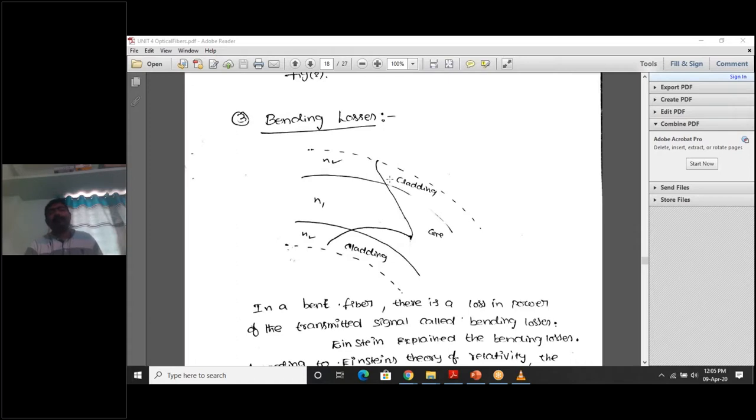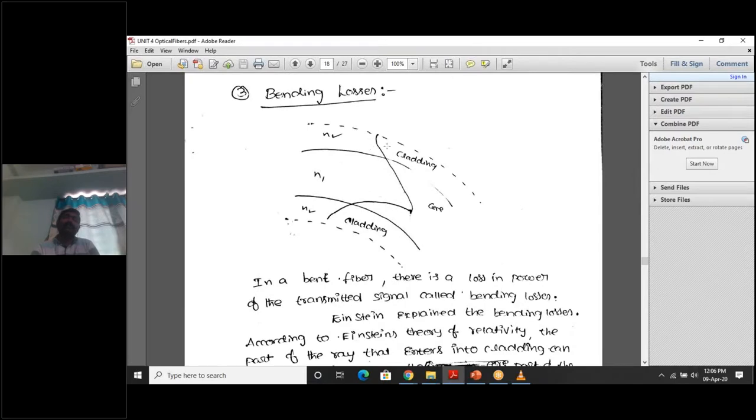So the part of the light which is in the cladding is lost by radiation. It will simply go outside, and only the part which enters the core is left over at the output. Okay, so output is not equal to input. So we are getting loss. This loss is called bending loss. Why is it called bending loss? Because of the bending of the optical fiber only, this part of the wavefront encroaches into the cladding medium. That's why it is called bending loss.